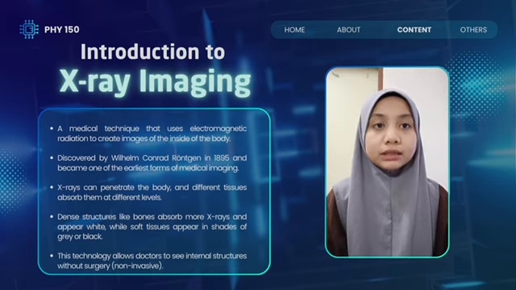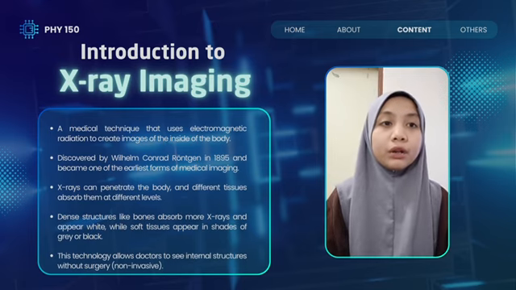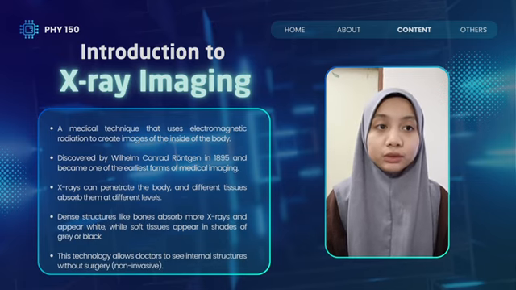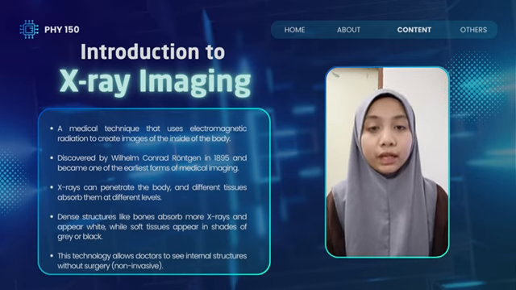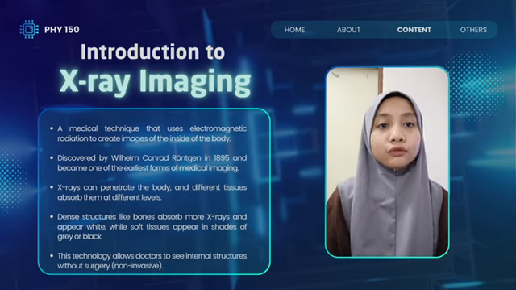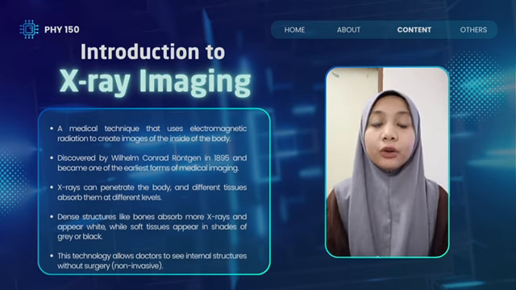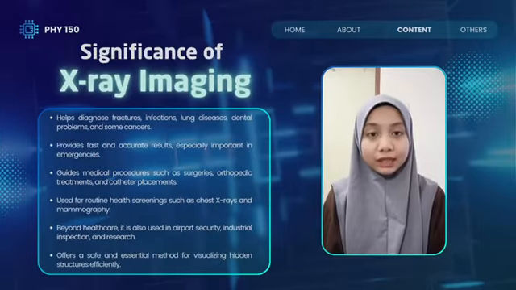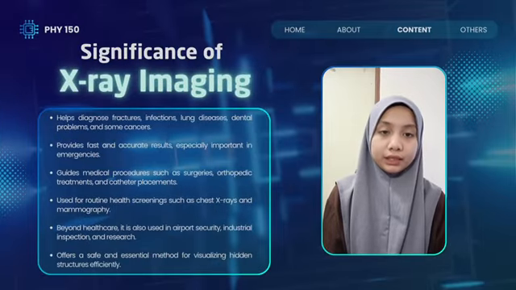Dense structures such as bones absorb more X-ray and appear white on the image, while softer tissues appear in shades of grey or black. This makes X-ray imaging a useful and non-invasive way for doctors to see internal structures without surgery. The significance of X-ray imaging.